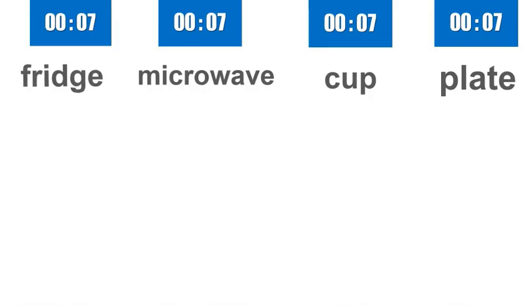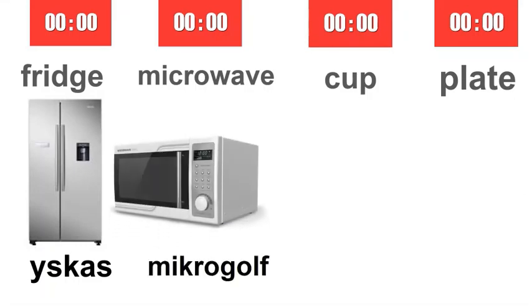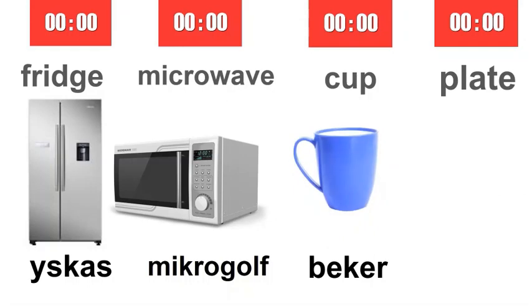What is a fridge in Afrikaans? What is a microwave in Afrikaans? A cup? And a plate. A fridge is a yskas. A microwave is a microgolf. A cup is a beker. And a plate is a bord.